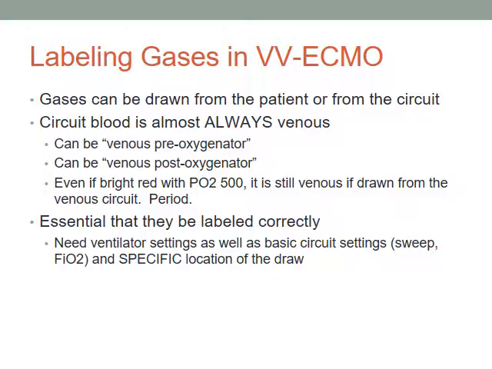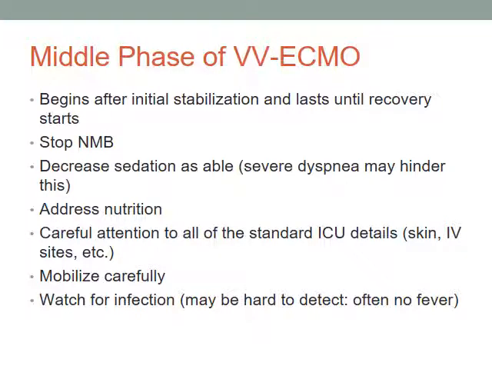Now there's a middle phase of VV ECMO, and this basically goes from stabilization until recovery starts. We want to stop the neuromuscular blockade. Once the patient is stabilized, we can lock the neuromuscular blocker and decrease sedation as able. Depending on what's wrong with the patient, he may have profound dyspnea. You have receptors in the lungs that aren't happy when the lungs aren't being inflated and stretched. And deflated lungs, you don't like.